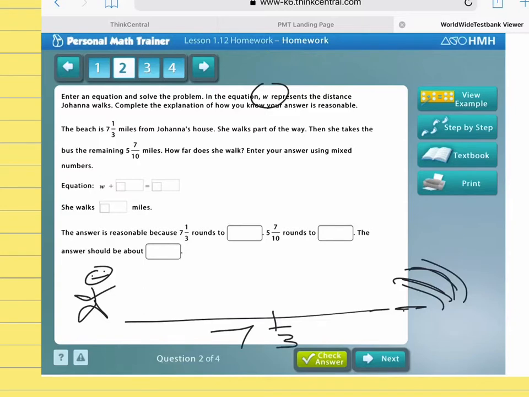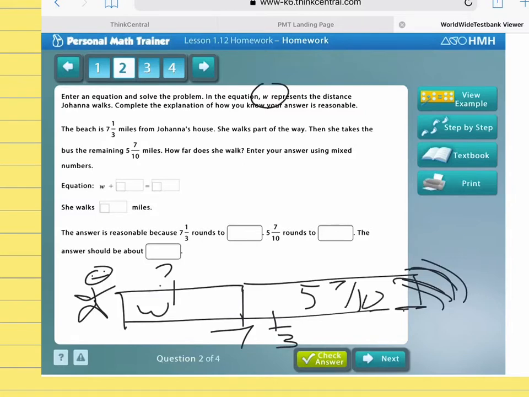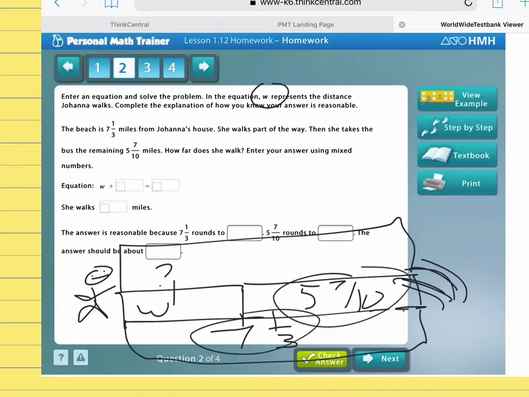So she's going to walk part of the way, and we don't know how far that is, so that is unknown, and we're going to use a variable W to represent that. And then she's going to take a bus the rest of the way, and the bus is 5 7/10 miles. So this is your classic part-whole model. The total would be 7 1/3. Part of it is 5 7/10. The other part we don't know. So finding the difference between 5 7/10 and 7 1/3 will give you the answer.